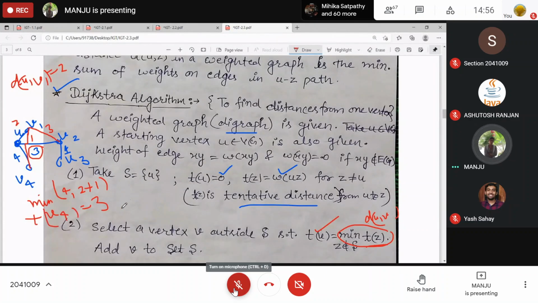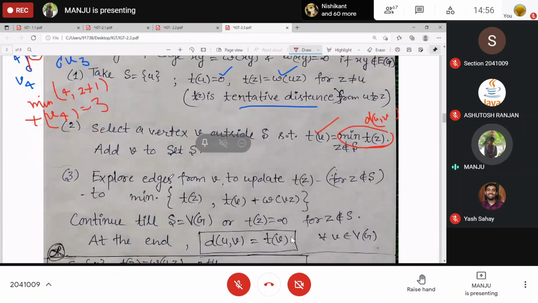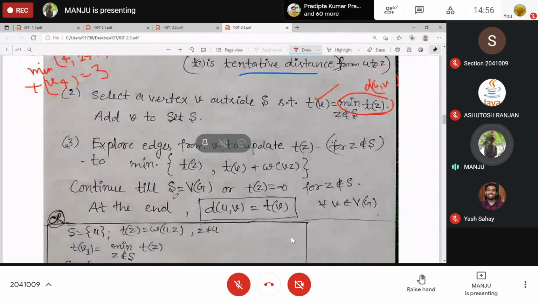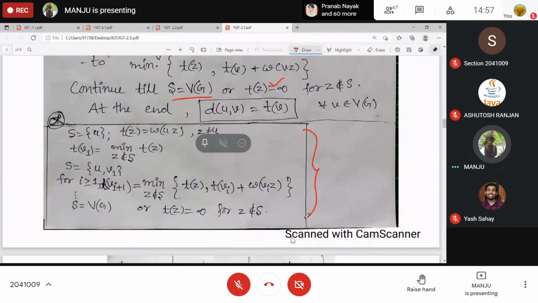So that's how we are determining this distance from one vertex by using Dijkstra's algorithm. And you will keep doing this until you get S as the complete vertex set, or you have the distance as infinite, meaning the distance cannot be calculated. Okay, or in general this is the short way.